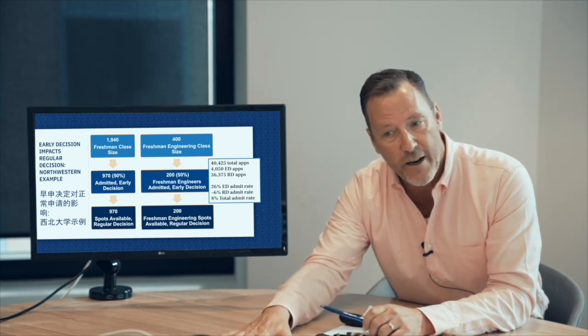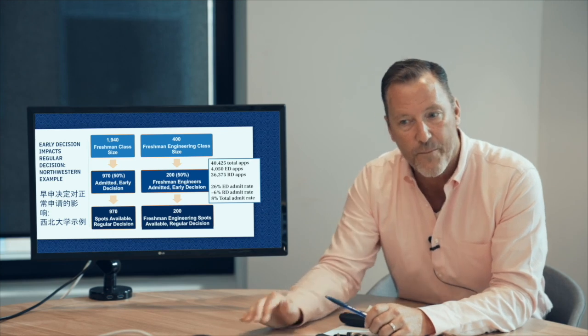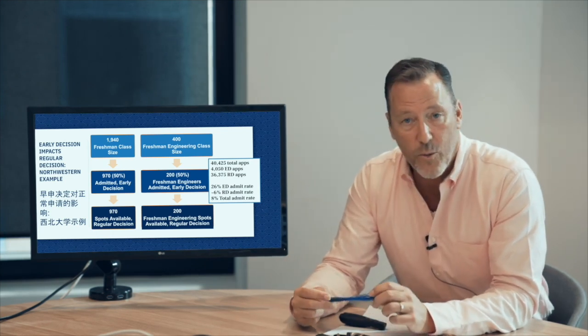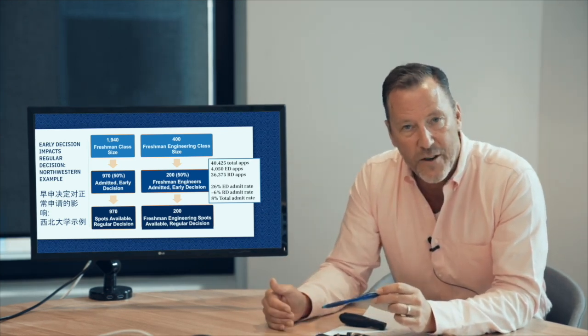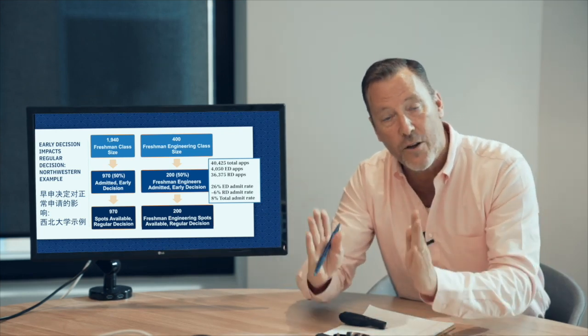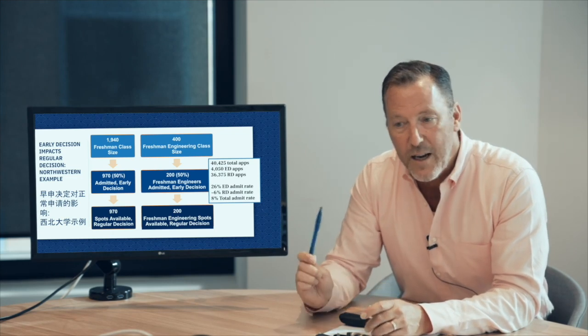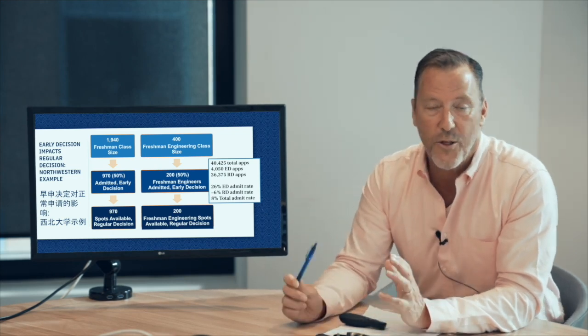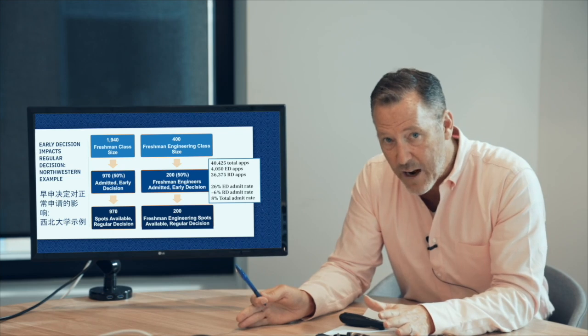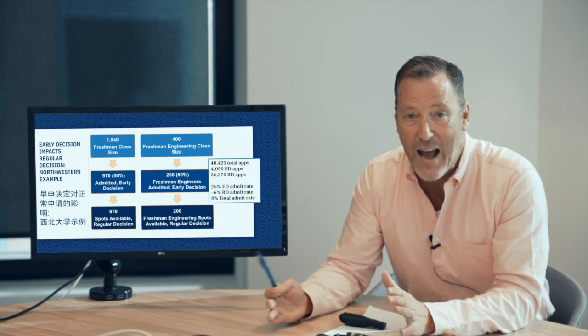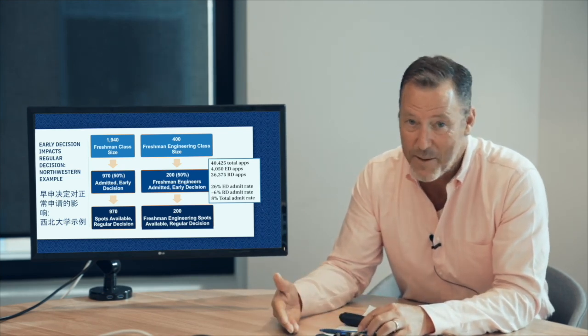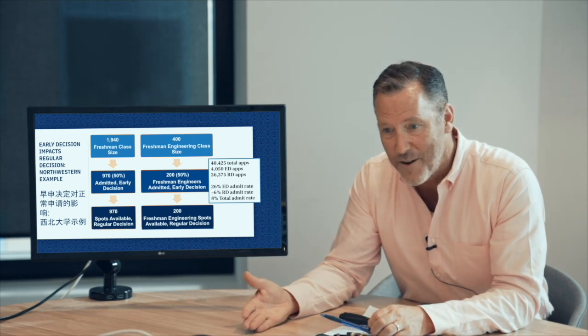And of those 970, 200 were engineers. The fact of the matter is that with Northwestern, the engineering class is half filled and the entire class is half filled in the early decision pool out of 4,000 applications. In the regular pool, Northwestern receives 36,375 applications. Of that, they only have to get 970 deposits and 200 engineers.